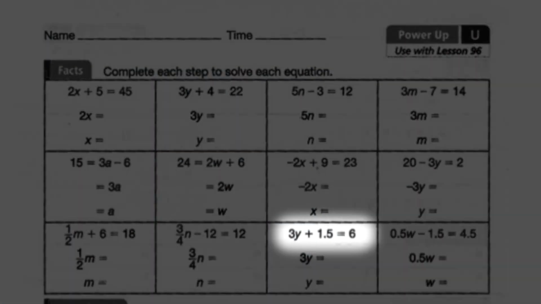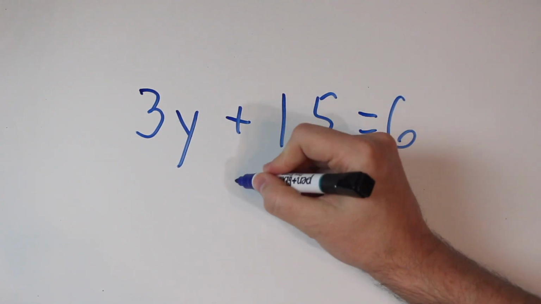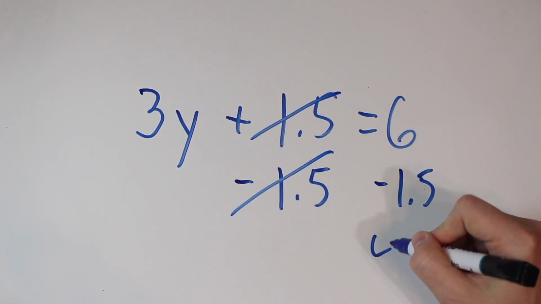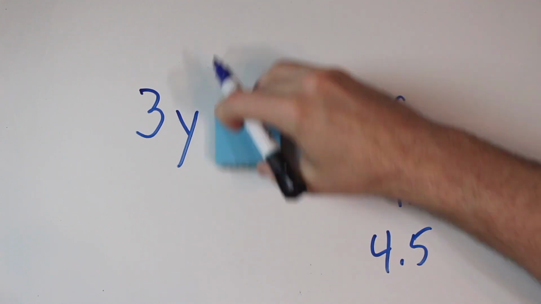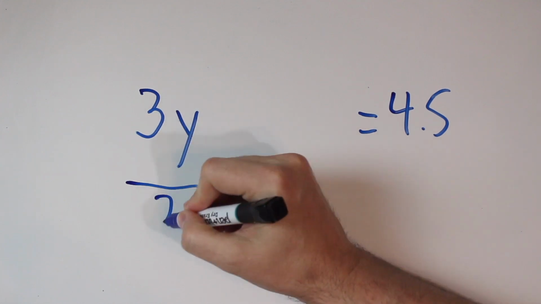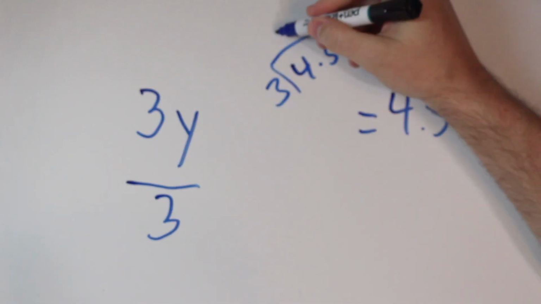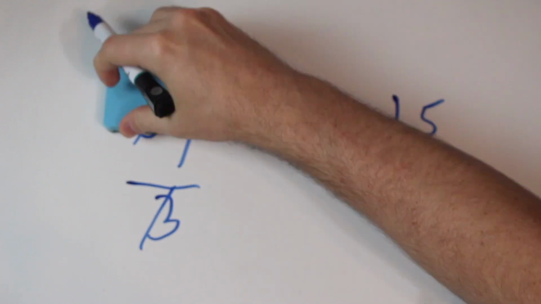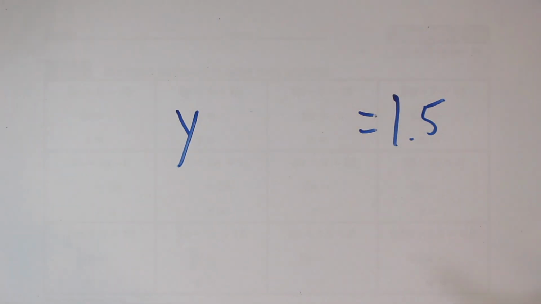3y plus 1.5 equals 6. First, undo the addition part by subtracting 1.5 from both sides. That leaves us with 3y equals 4.5. Now, divide both sides by 3. And there's our answer. y equals 1.5.